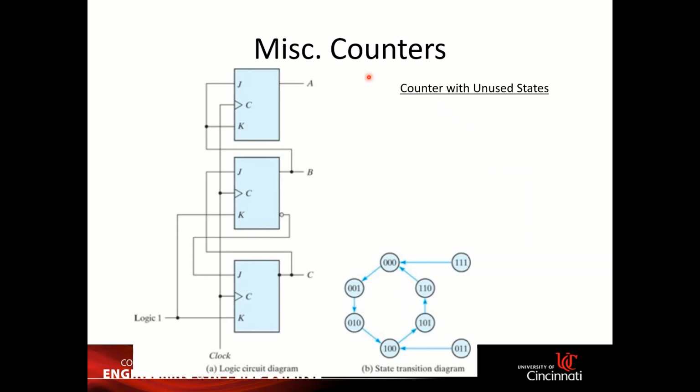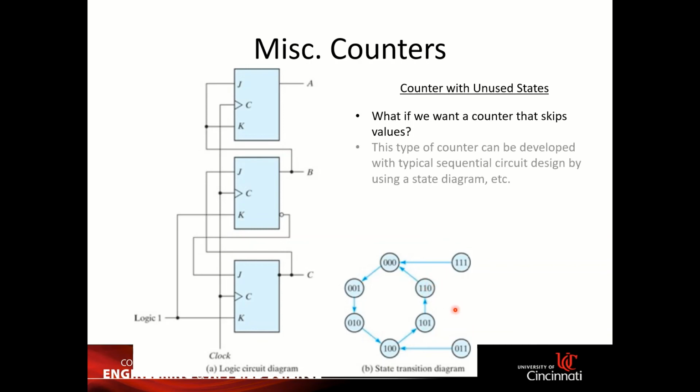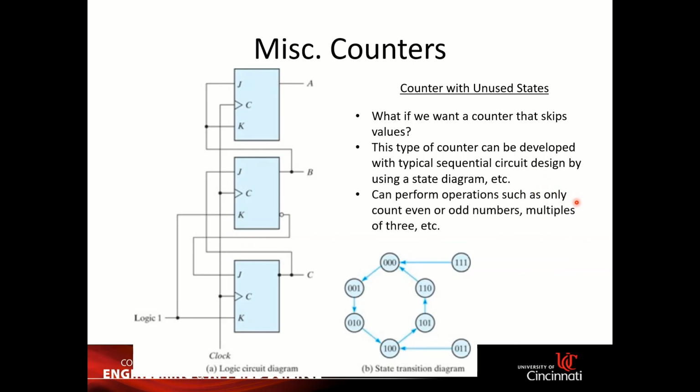So we can have another type of counter, and this type of counter is basically a normal counter, but this counter has some unused states. Okay, that means it will skip. So technically this counter will skip certain values. This type of counter can be developed with the typical sequential circuit design using a state diagram, the same process. It can perform operations such as only counting even or counting odd, or multiples of 2 or 3.